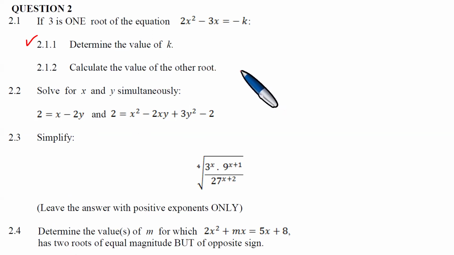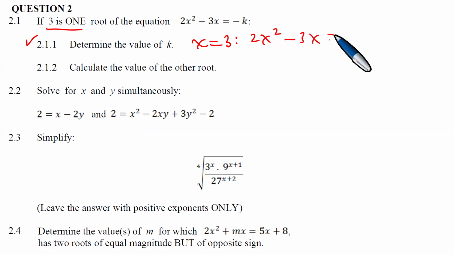Move k to the other side. We can move k to the other side. Okay, good. But the fact that 3 is one root, what does it mean? It means that x equals 3. And obviously, if you have 2x squared minus 3x equals minus k, and x is 3, so you have 2 into 3 squared minus 3 times 3 equals minus k.